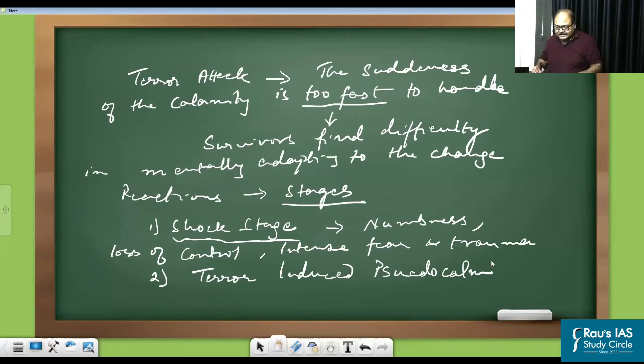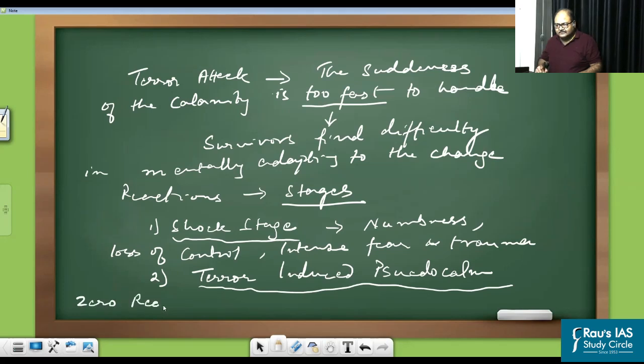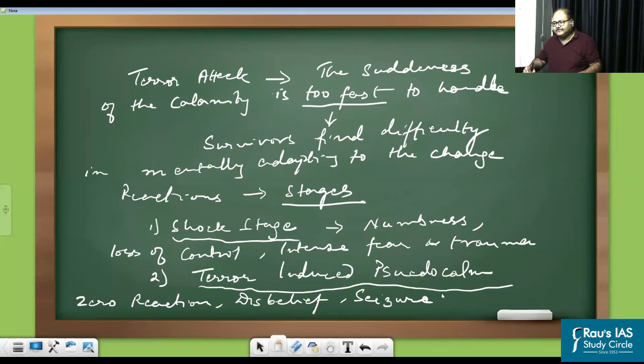Terror-induced pseudo-calm. What happens here? It is characterized by zero reaction, disbelief, not willing to believe that it happened to me and my family, and seizure by fear. Fear has seized the person's thinking ability. This is the second stage.